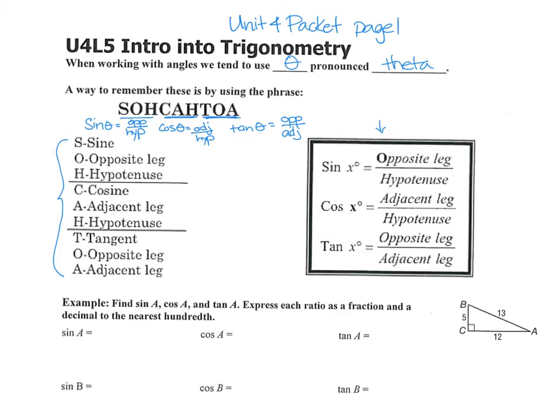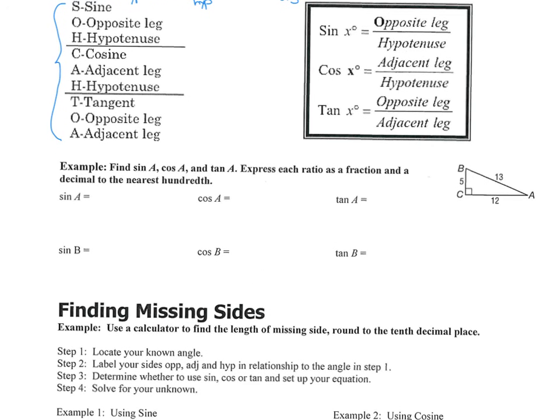So let's take a look at what it means to be opposite, adjacent, and hypotenuse. Let's take a look at this triangle mid-page. It would like us to find sine of A, cosine of A, and tangent of A, and express each as a ratio, a fraction, and then also as a decimal. Notice the top three all have an A in place of theta, and notice the bottom three all have a B. This is telling me which angle to look at. So for the first three, angle A is the angle I'm focused on. So I'm going to label my triangle with my three sides based on A.